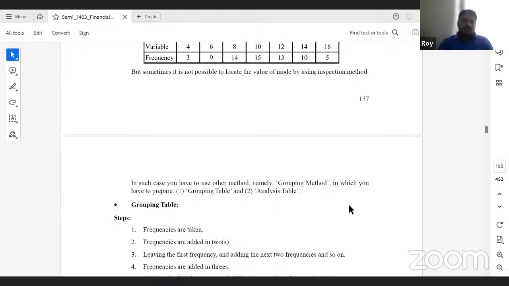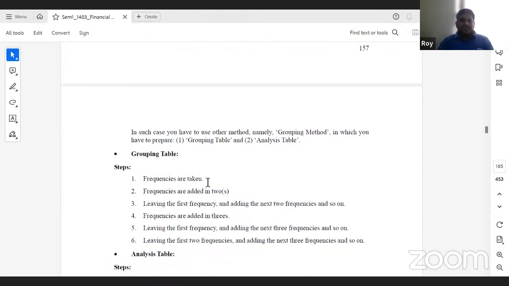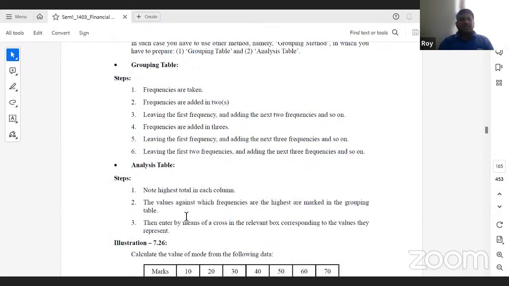If the inspection method is not possible, how to do it? Frequencies are added in twos, leaving the first frequency and adding the next 2 frequencies and so on. Frequencies are added in threes, leaving the first frequency and adding the next 3 frequencies and so on. Leaving the first 2 frequencies and adding the next 3 frequencies and so on, like that, we build the analysis table.